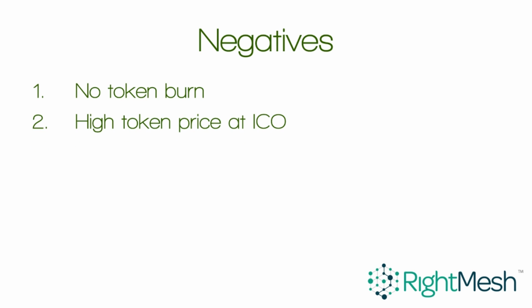Number 2, it is quite a high token price at the ICO. One mesh will equal $1. Now, yes, you could argue the total supply is quite low, so it still represents a little bit of value for money, but I like very, very low token prices. The sweet spot for me is between 1 and 10 cents, even lower is even better, and high token prices to me are not that attractive.